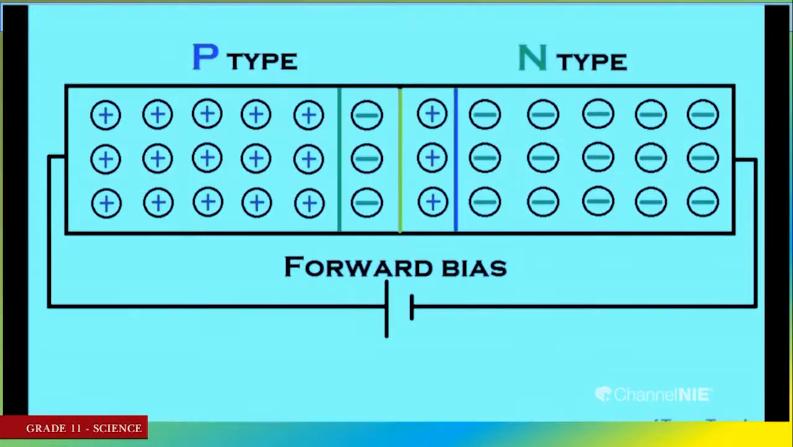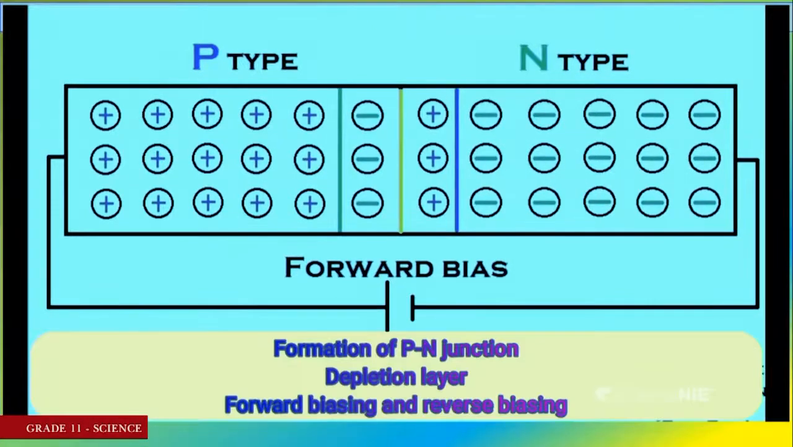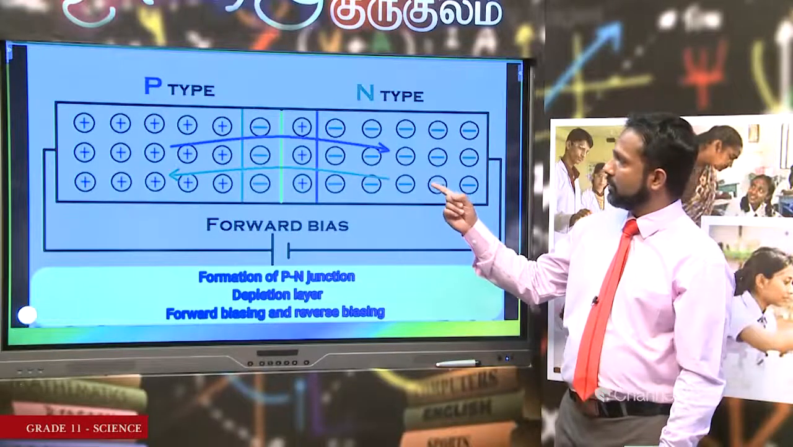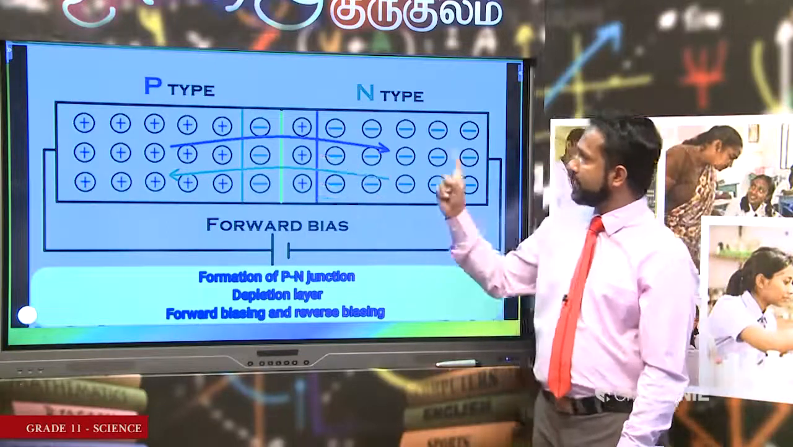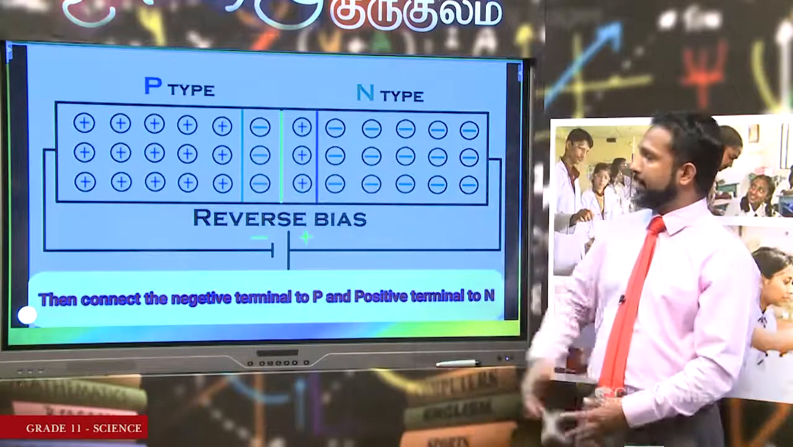As you know, like charges repel each other. As a result of this repulsion, the depletion layer narrows, or the space region around the p-n junction narrows. As a result, current flows through this p-n junction diode from p-type to n-type. You can see the diffusion of free electrons from the n side to the p side, and holes from p-type to n-type.